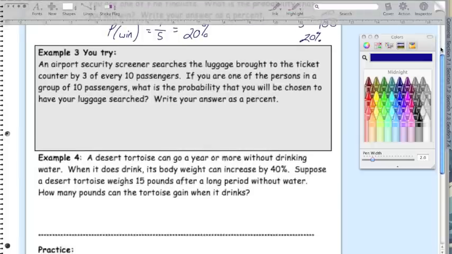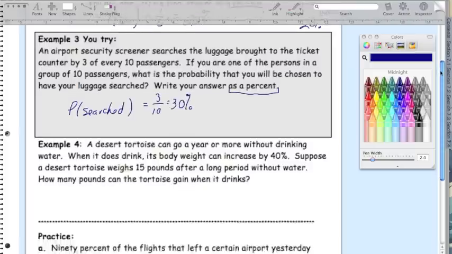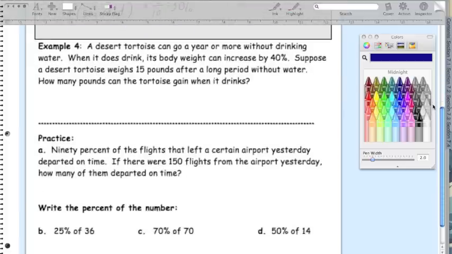Example 3, you try. It says an airport security screener searches the luggage brought to the ticket counter by 3 of every 10 passengers. If you're one of the persons in a group of 10 passengers, what's the probability you'll be chosen to have your luggage searched? Write your answer again as a percent. So the probability that you are searched is going to be 3 out of 10, which is 30%. So you have a 30% chance of actually being searched. We can see here that percents also relate a lot to probability.